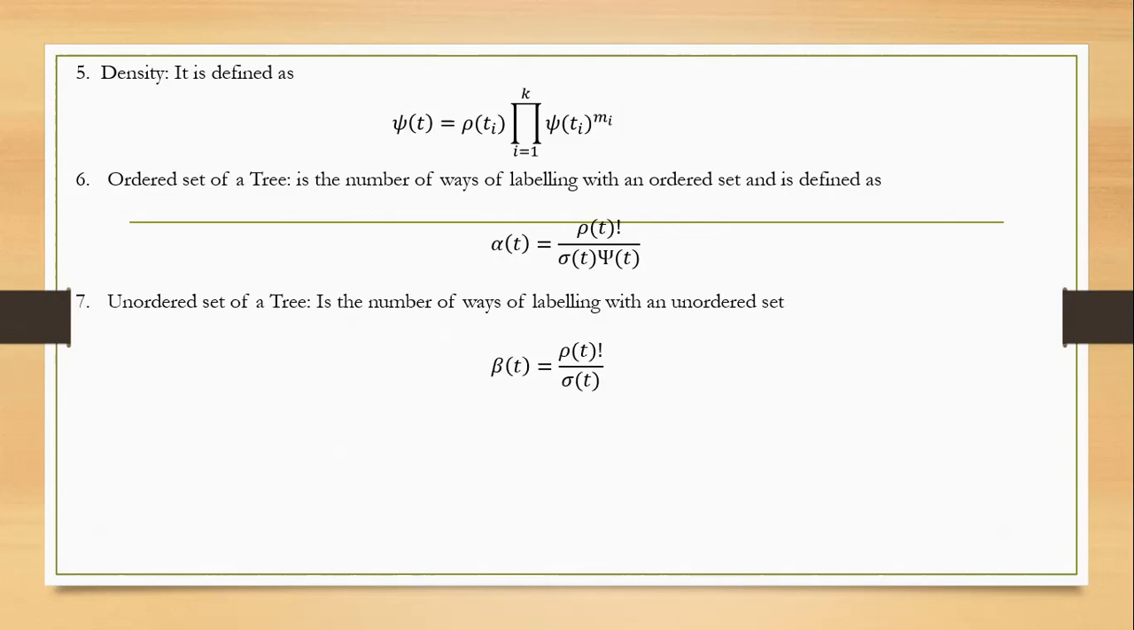We also have the unordered set of a tree. The unordered set of a tree is the way of labeling with unordered sets, and is defined as beta of t equals the order factorial divided by the order of symmetry. That is the terminology used for trees.